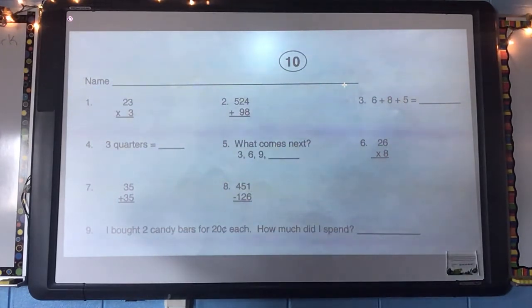And you can either write it as a decimal, you can do a money sign, 0.75, or you can do 75 with the cent sign behind it. All of those would be correct. Number 5, what comes next in this pattern? 3, 6, 9, 12. Number 6, 26 times 8? 208. Number 7, 35 plus 35? 70. Number 8, 451 minus 126?